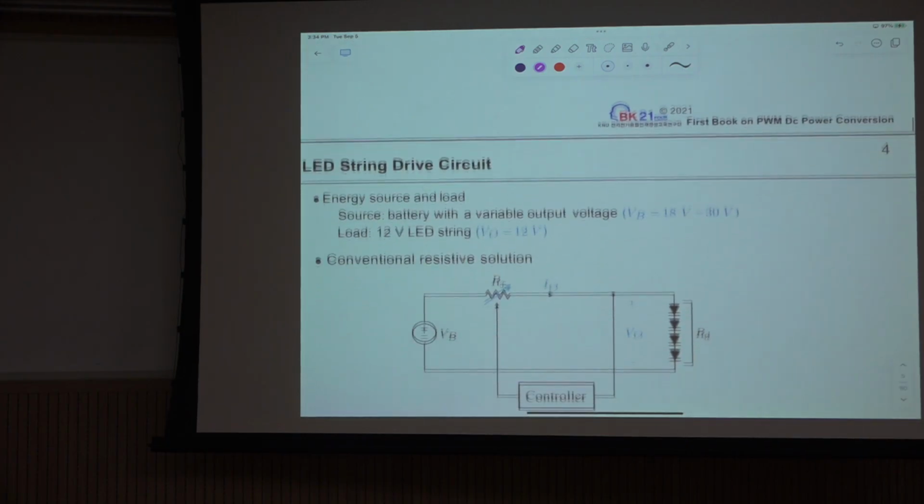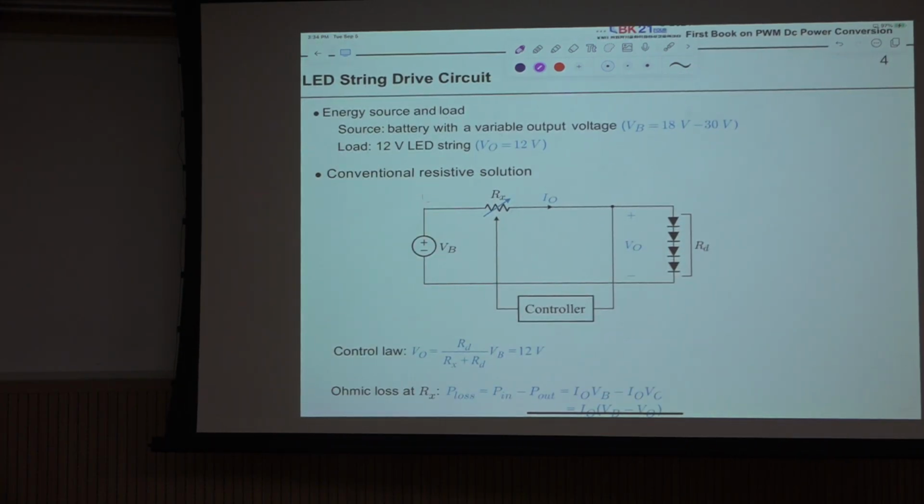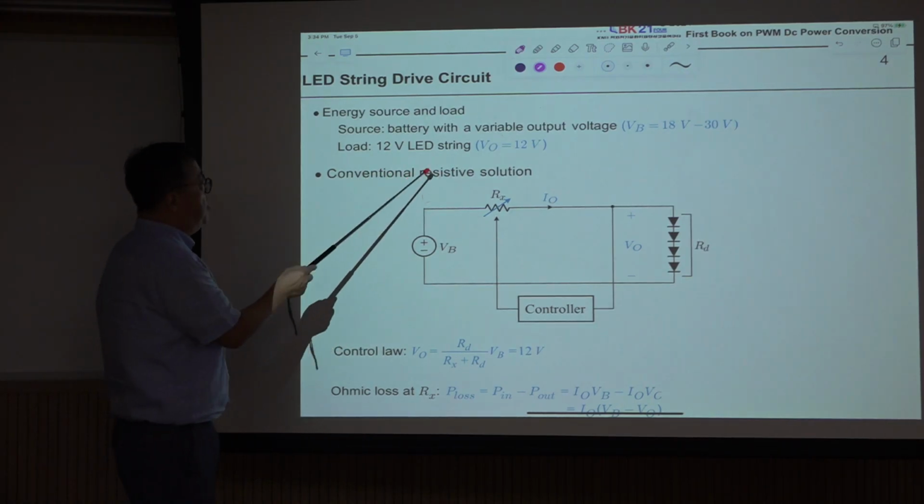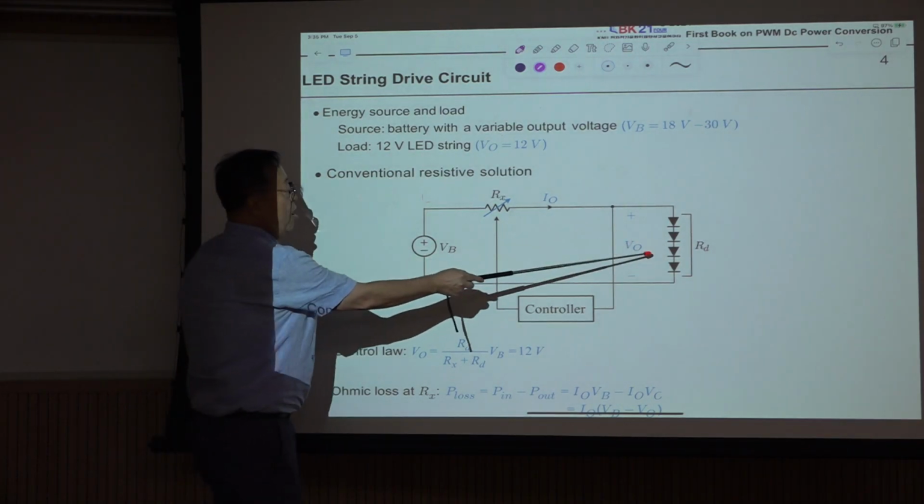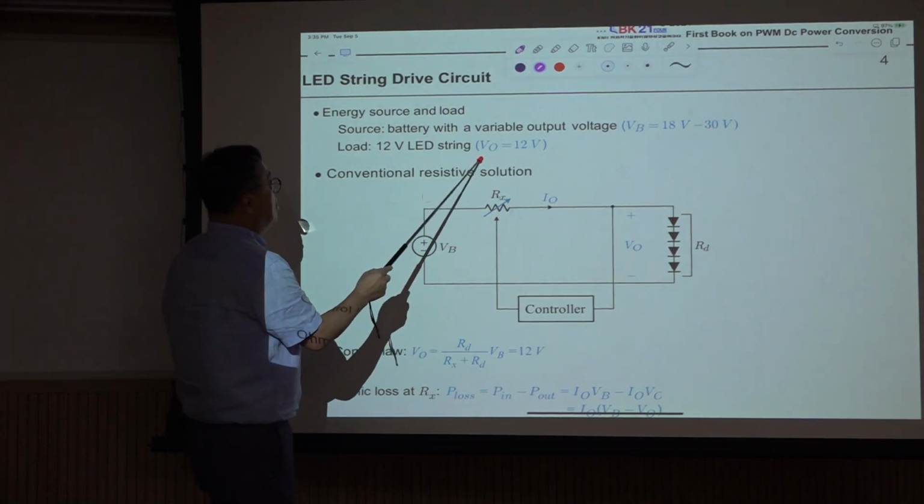So let me take one example. This is the example I use all the time when I introduce the techniques of PWM power conversion. I used this for undergraduate courses, graduate courses, and for industry people. Let's assume we are trying to energize this string of diodes. This is a string of LEDs, light emitting diodes. 4 of them are connected in series, and the load is this one.